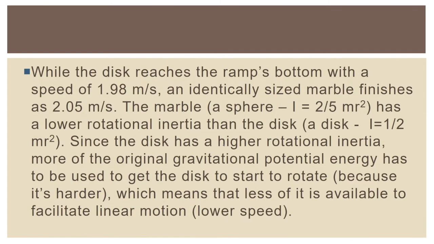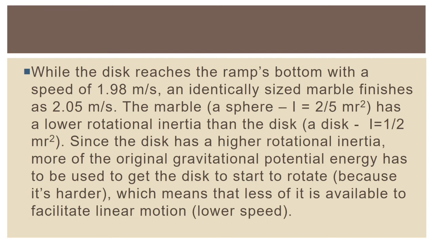The idea is, while the disk reaches the ramp's bottom with a speed of 1.98 meters per second, an identically sized marble finishes at 2.05 meters per second. The marble, a sphere with a rotational inertia of 2/5 mr squared, has a lower rotational inertia than the disk. The disk has the rotational inertia of 1/2 mr squared.